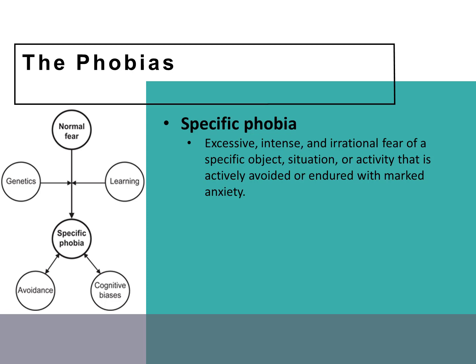With specific phobias, there's a specific object or a situation or a thing. So there's one thing that's going to cause this person a tremendous amount of fear, a tremendous amount of anxiety. Probably the most common one that most of you have heard of is arachnophobia. That's the fear of spiders.